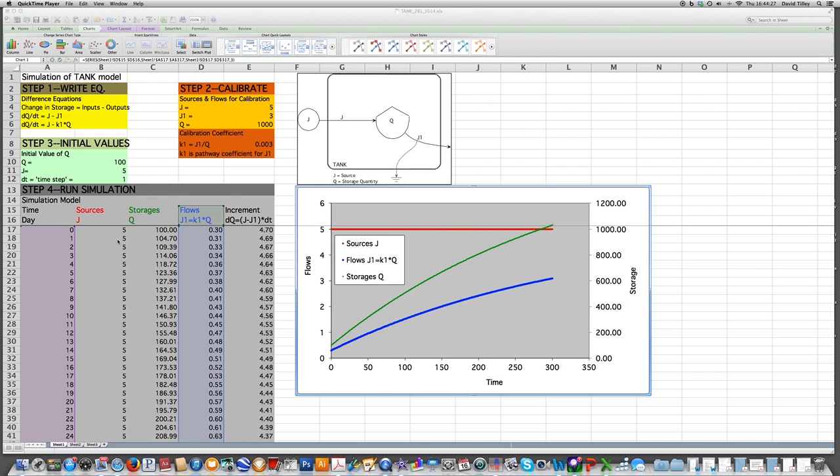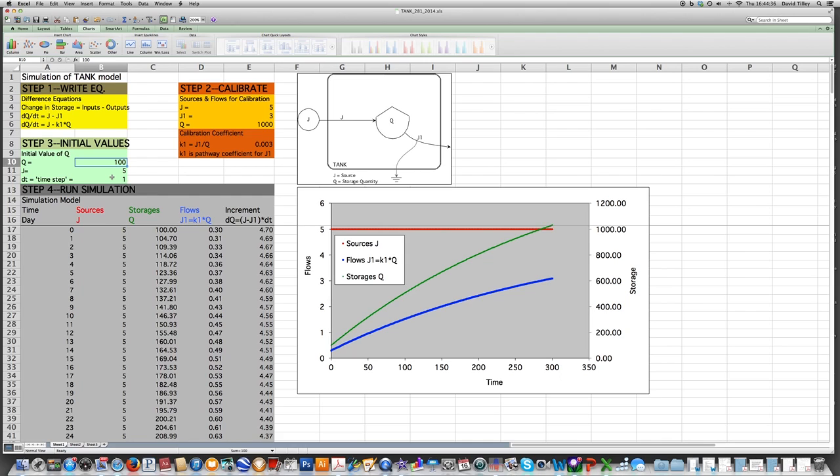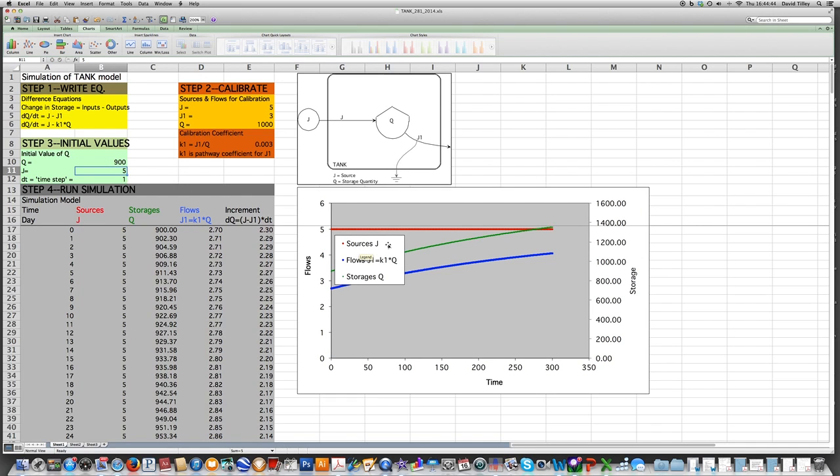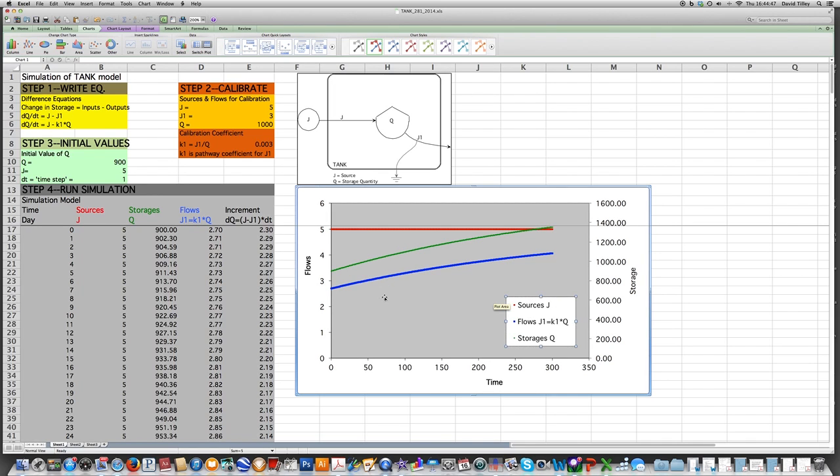One of the first things we could do is to see what happens if we change the initial value of Q, currently at 100. What if we change this to 900? Go to that cell, type in 900, hit enter. And what do we see? It now starts, which is the green, storage is green, starts out at 900 and goes towards 1400. The outflow still has not reached the inflow.